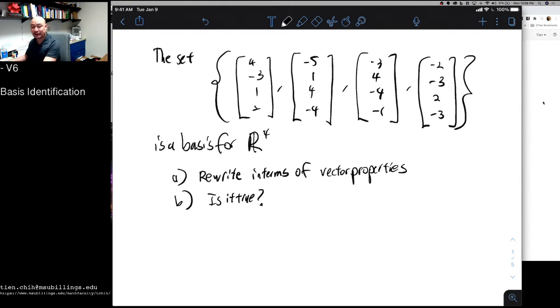Alright, so in this video, we're going to address bases and basis vectors. Now, let's take a moment and recall what it means to be a basis. It means that the set of vectors can act as a good coordinate system for that space.